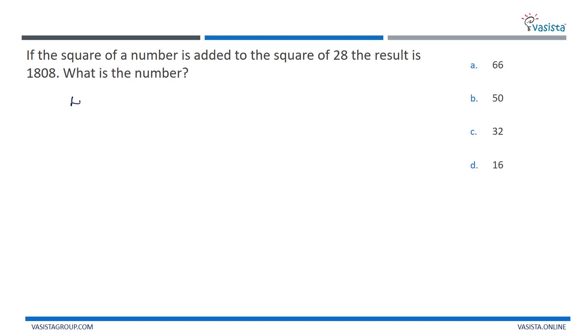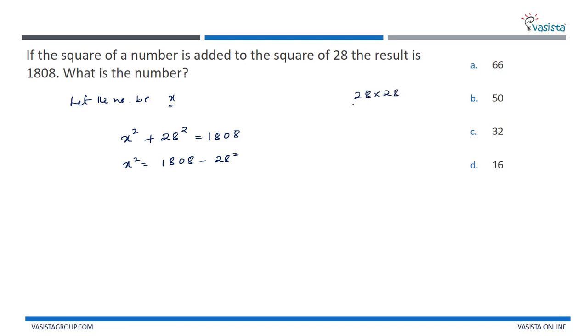Let the number be x. But they asked here, if the square of a number is added to the square of 28, that is 28 square, we are going to get 1008. What is that number? x we need to find out. So x square is equal to 1008 minus 28 square. What is 28 square? That we need to calculate now.